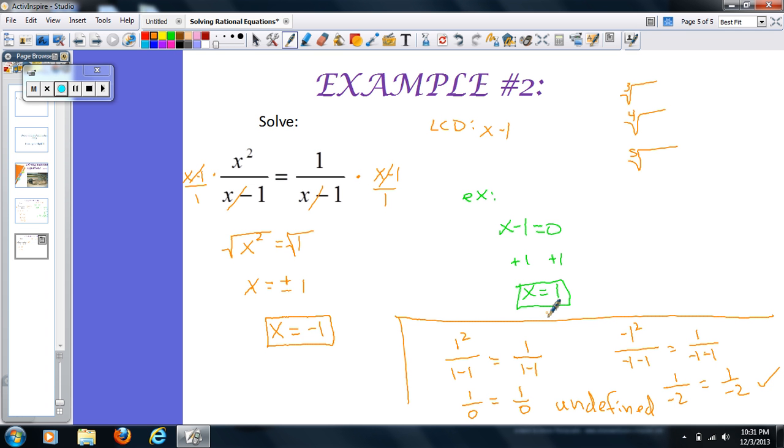So this is where it's very important to see the excluded values and their importance in dealing with rational expressions. If you guys have any questions, make sure you ask me. We'll be doing some work with this today, and we'll actually get that taken care of right away.